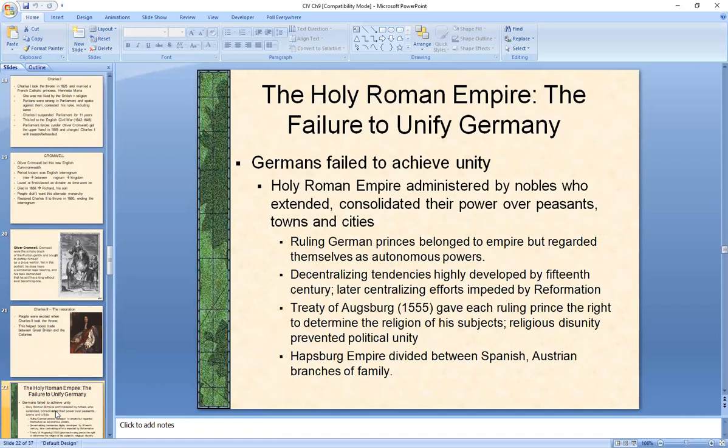The Germans really failed to achieve unity. The Holy Roman Empire was administered by nobles who extended and consolidated their power over peasants, towns, and cities. Basically, the Treaty of Augsburg from 1555 gave each ruling prince the right to determine the religion of his subjects. So this whole idea of religious disunity prevented political unity. And that's why Germany never really completely unified.